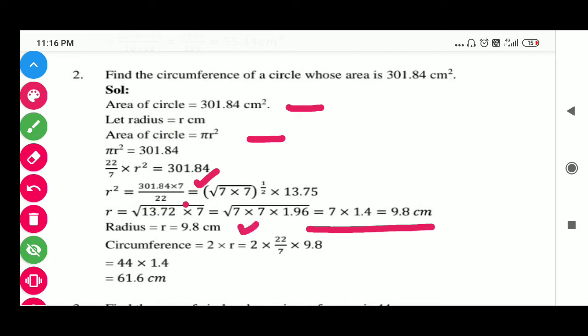Now formula of circumference of circle is 2 pi r. So by using the values of pi 22 over 7 and radius 9.8 centimeter, we get 61.6 centimeter, your answer. So this is a very easy question.